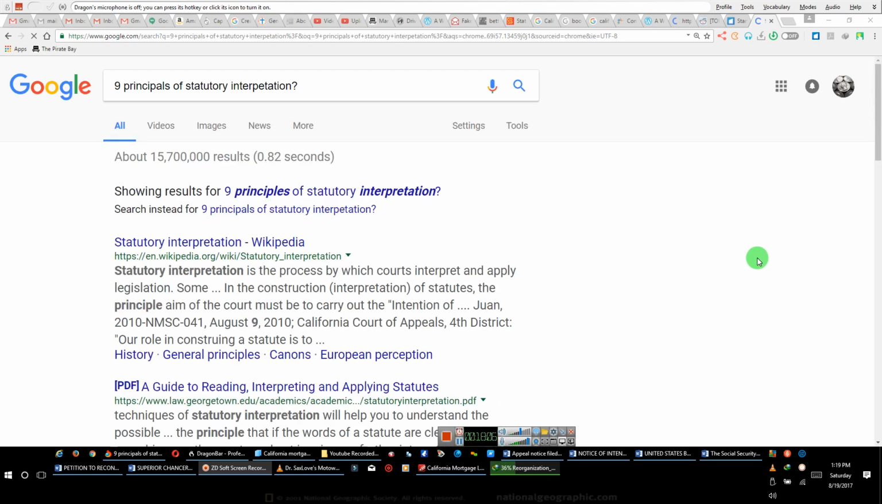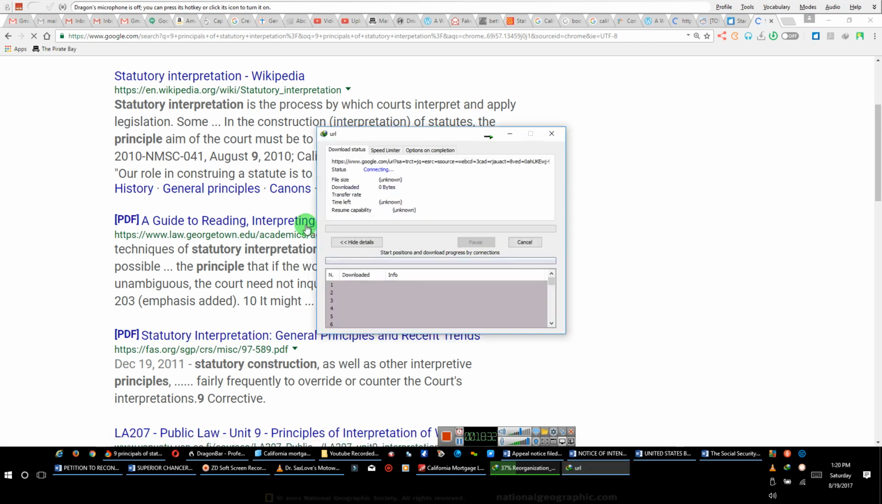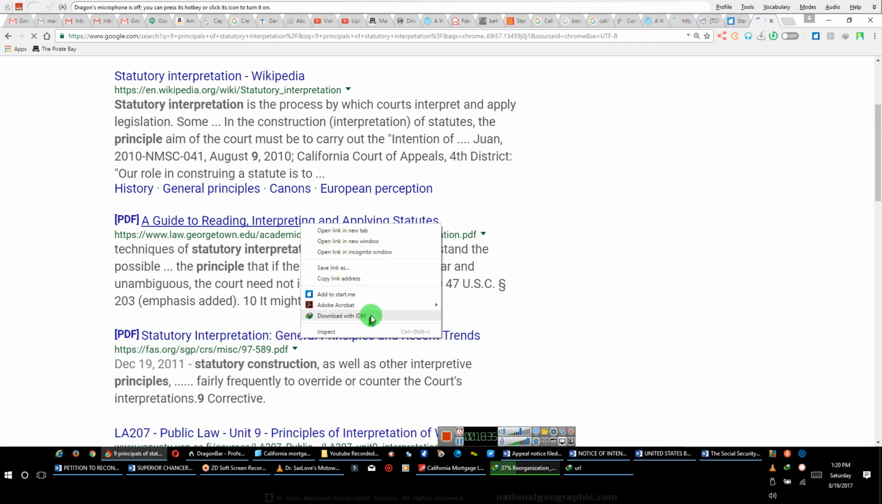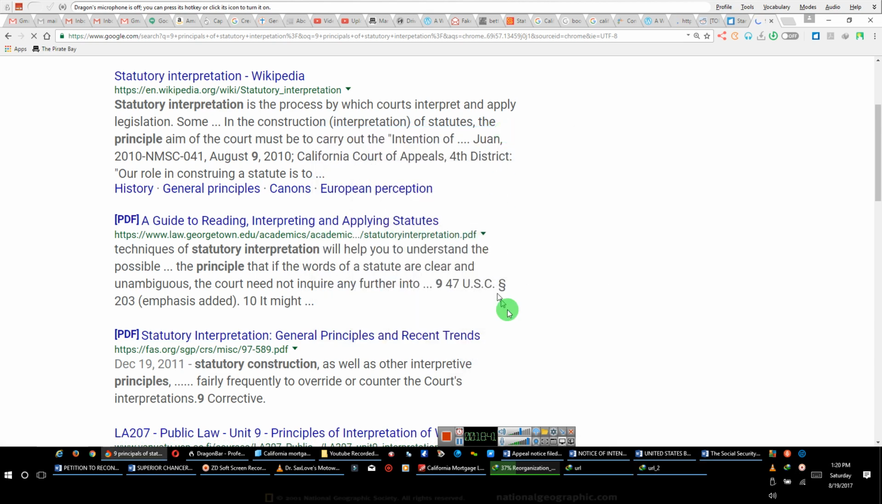Sorry, it wasn't even a second. It had already showed up. See, 9 principles of statutory interpretation. Statutory interpretation, the guide for reading, interpreting and applying statutes. I'm going to download that PDF because I think that's going to be Statutory Interpretation, General Principles, and Recent Trends. I've got this one somewhere, but we're going to download it again. I'll use my Internet Download Manager. I'm going to let them do what they do, and I'll title them later.